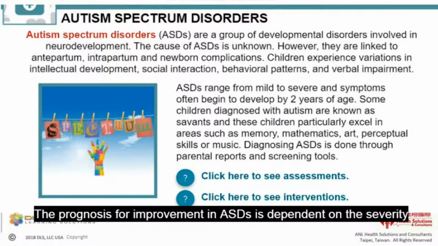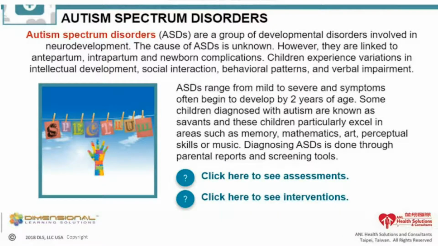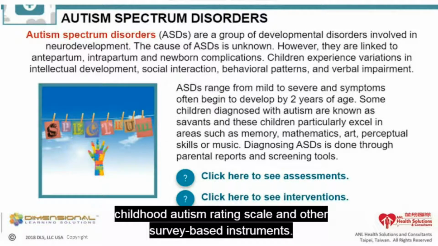The prognosis for improvement in ASDs is dependent on the severity and the presence or absence of associated impairments as described. Assessment tools for ASD include those such as the CARS test, Childhood Autism Rating Scale, and other survey-based instruments.